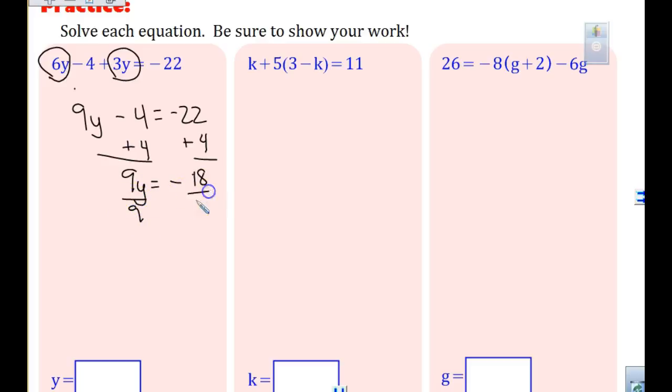The check. So I know that the check means 6 times, replace the y with negative 2, right? Minus 4 plus 3 times negative 2. Put that in your calculator. What you're trying to see is, does this equal negative 22?